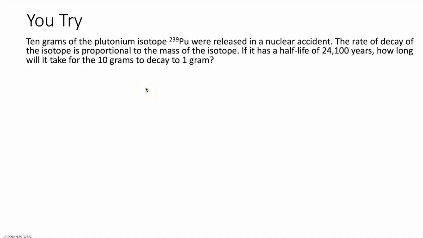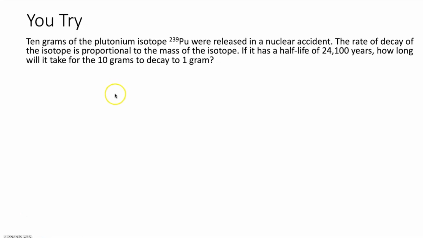Okay, this says 10 grams of this plutonium isotope were released in a nuclear accident. The rate of decay of the isotope is proportional to the mass of the isotope. If it has a half-life of 24,100 years, how long will it take for the 10 grams to decay to 1 gram? So again, the very first things you should notice in this problem would be the half-life and decay, meaning we're likely going to use our exponential growth and decay model.